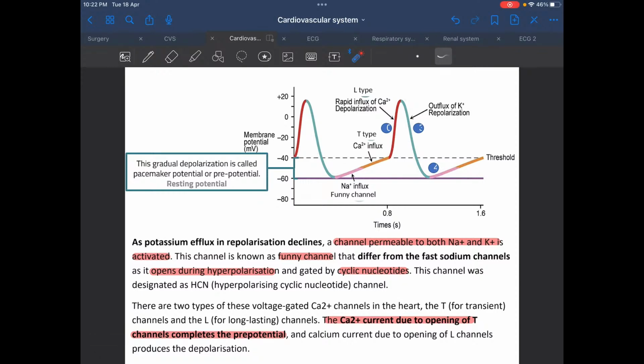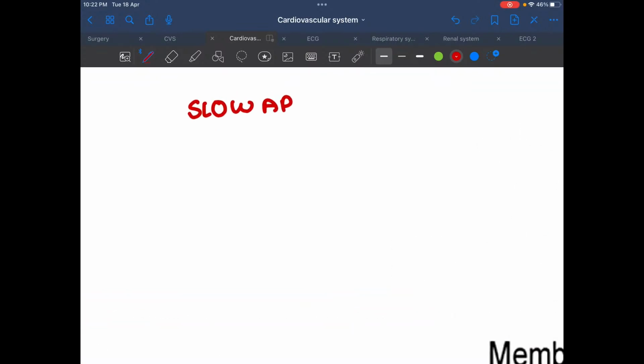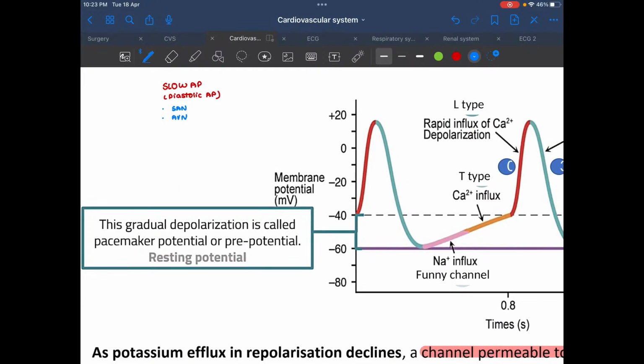So now we're going to jump on to your second type of action potential, that's known as a slow action potential. Okay? Slow action potential. And sometimes this is also known as a diastolic action potential. Okay? This is also known as your diastolic action potential. And where is it happening? Mainly it's happening in the SA node and your AV node. Okay? And what exactly is happening? Let's try to see the difference between them. Why do you call it as slow?